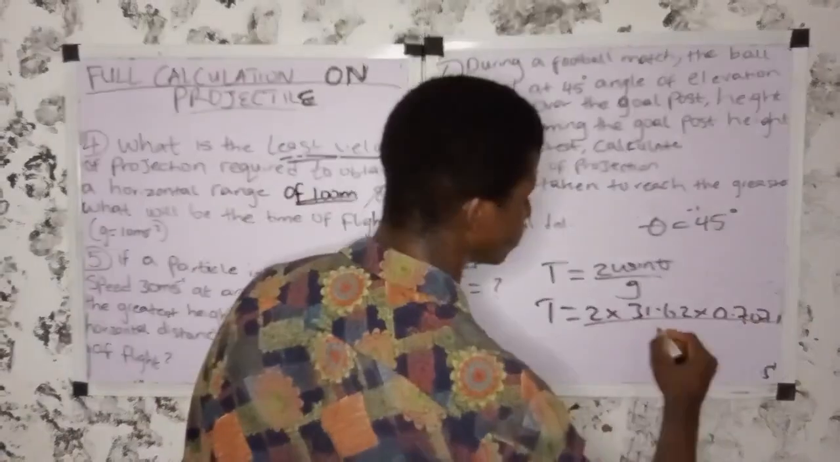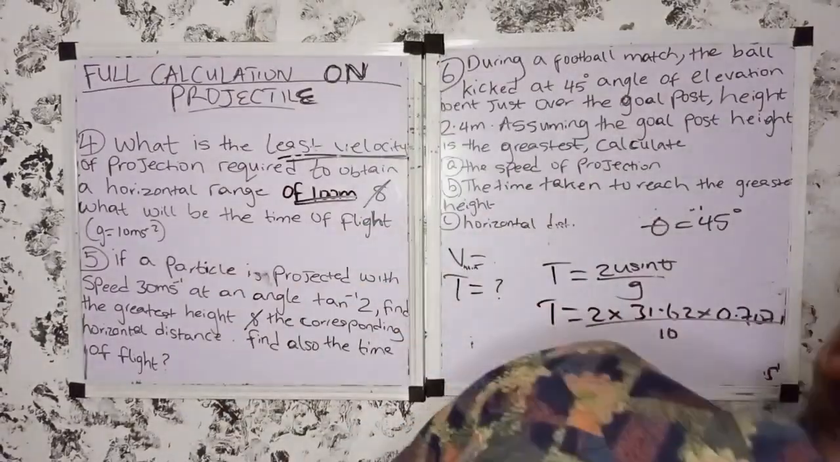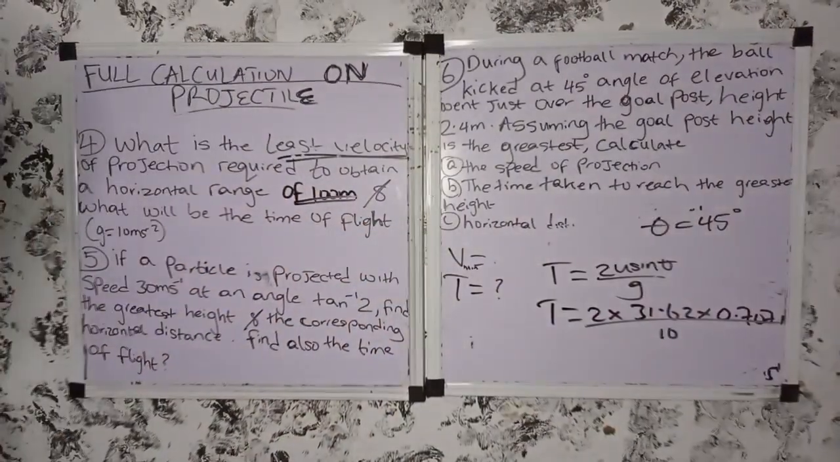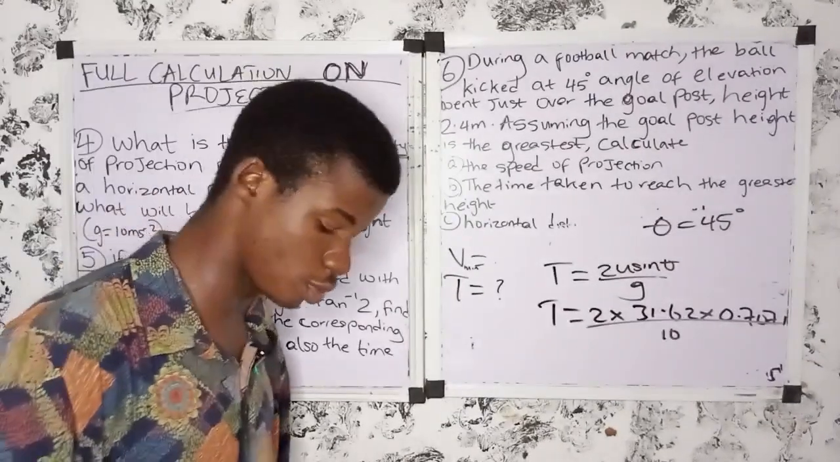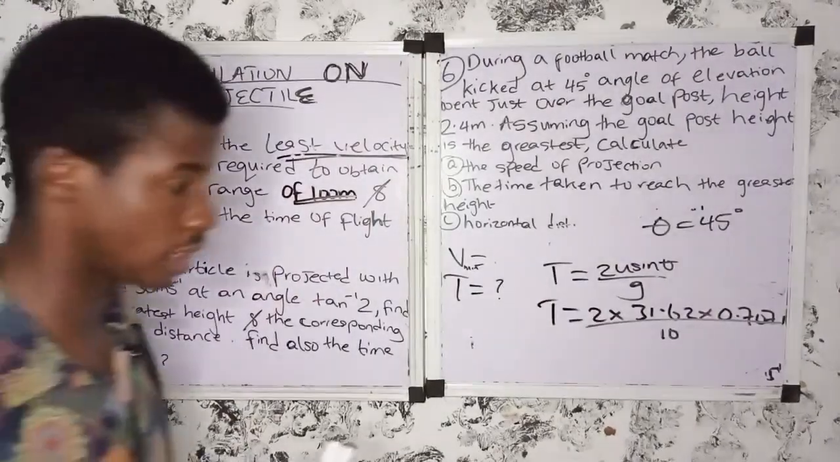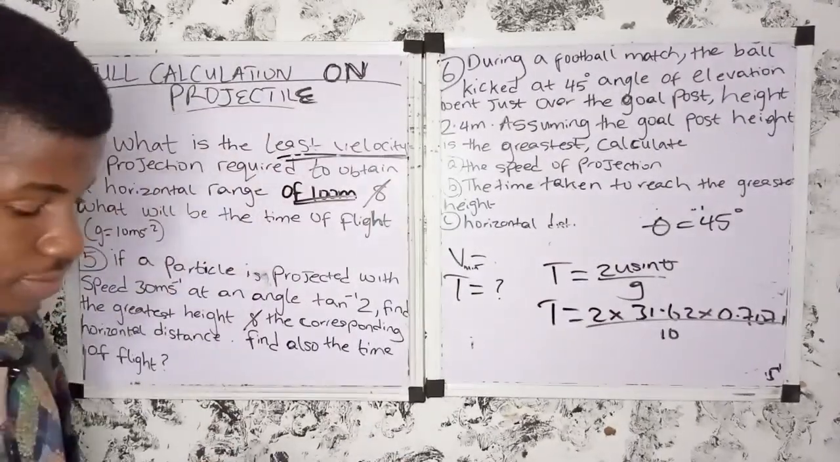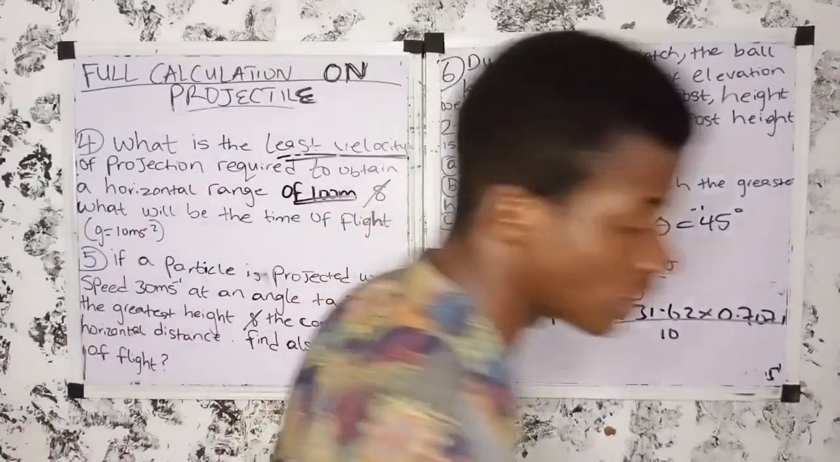0.7071. Then divide by what? 10. Okay, so let's do it. So 2 times 31.62, then times 0.7071, then divide by 10. So our answer is 4.47.